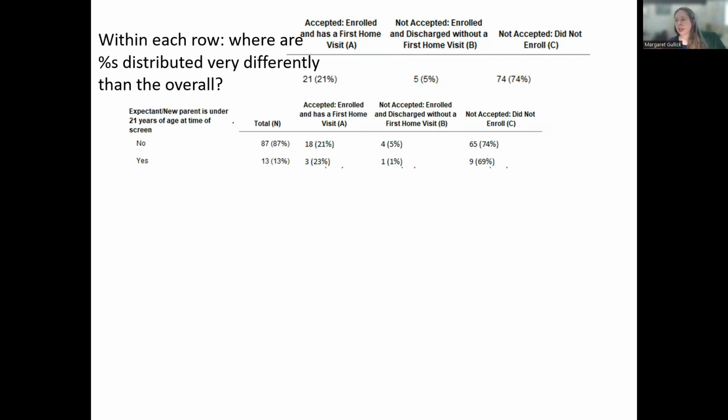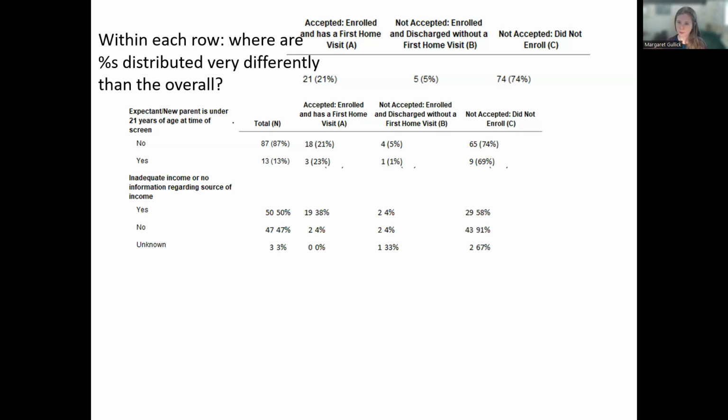We look under that accepted column, enrolled and has a first home visit. It's pretty much around 21%. We're not seeing a huge difference for those who are under 21, and those who are over. It's right around 21%. So that's not a big factor that's impacting your acceptance rates.